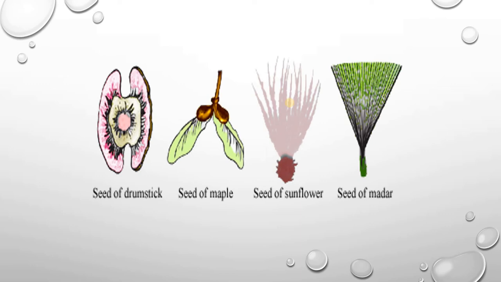Then plants like grasses, orchids, and begonia have very small and light seeds which can be easily blown away by wind for dispersal. This is a seed of madar. They also have hair which allows them to be carried away easily by wind.